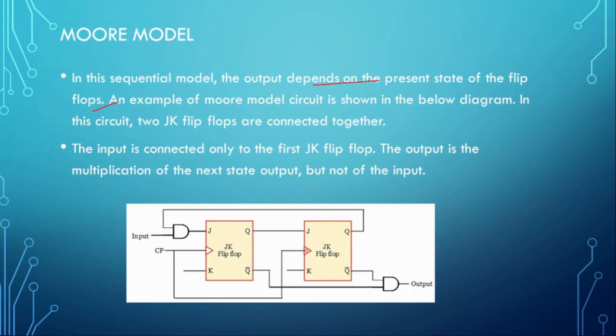Usually in a flip-flop, there are two states. One is the present state, which is denoted by Q, and the next state, which is denoted by Q bar. So in the Moore model, the output depends upon the present state of the flip-flop. The Moore model circuit diagram is shown here, and it is constructed using JK flip-flops. The input is connected only to the first JK flip-flop. The output is the multiplication of the next state outputs, but not of the input.